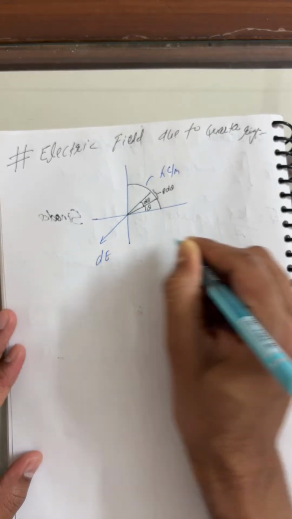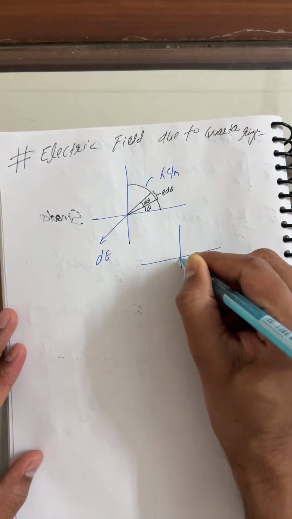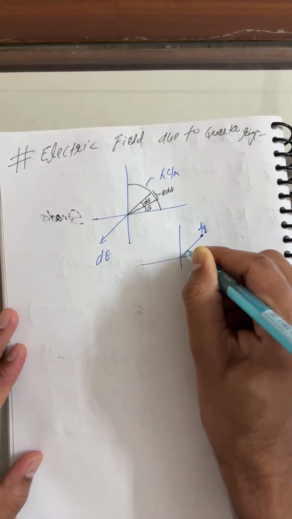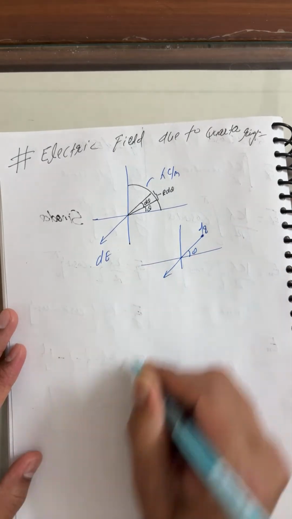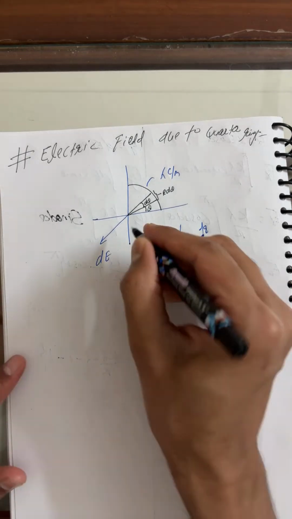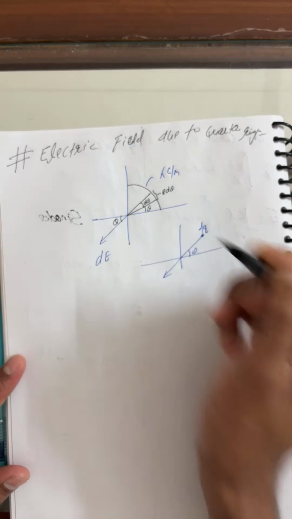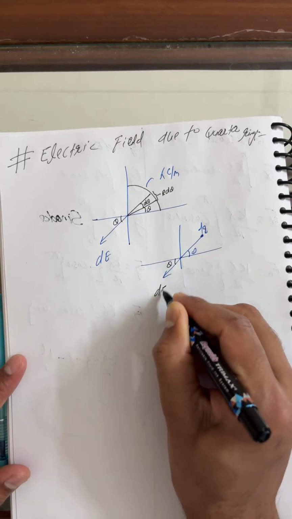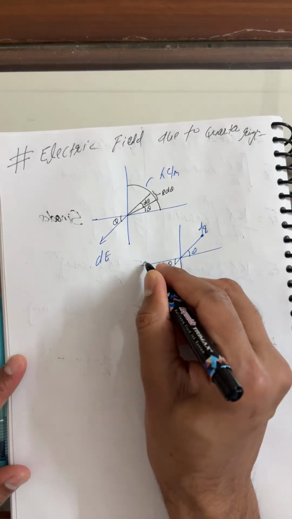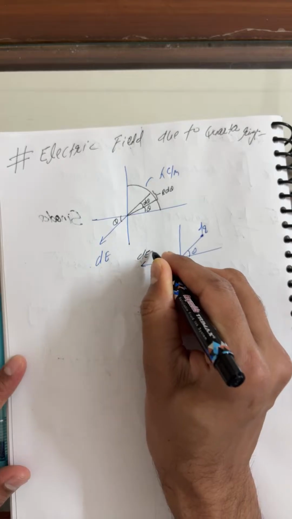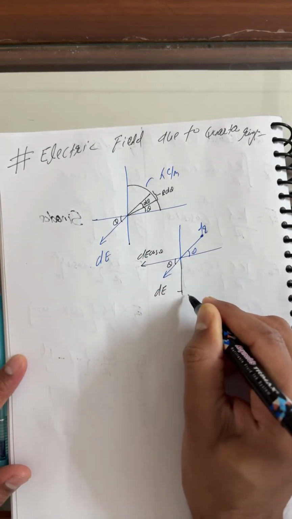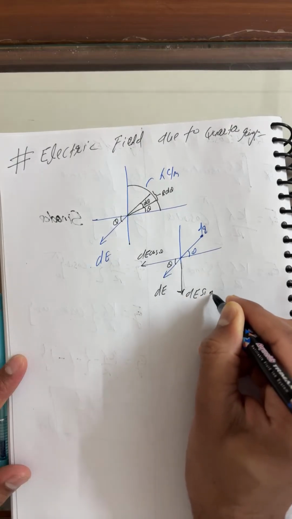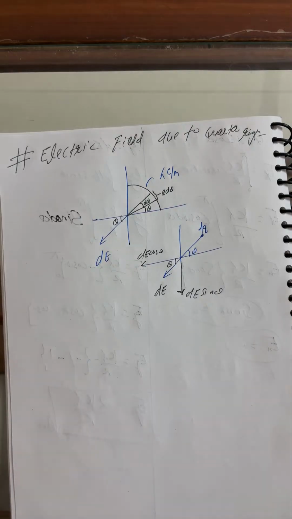dE. Same thing you can treat here. You have a dq charge. So due to this dq charge, this is the electric field, right? This is theta here, it remains theta. Take element here. So this is dE cos theta, and this is dE sin theta, right?